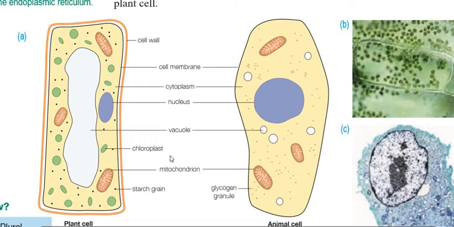DNA and so on. Then we have the chloroplast. The chloroplast is the site of photosynthesis where photosynthesis takes place, and it contains chlorophyll. Then we have the mitochondria. Mitochondria is known as the powerhouse, and that's where energy is released. Then we have starch grains, and then we have glycogen granules.